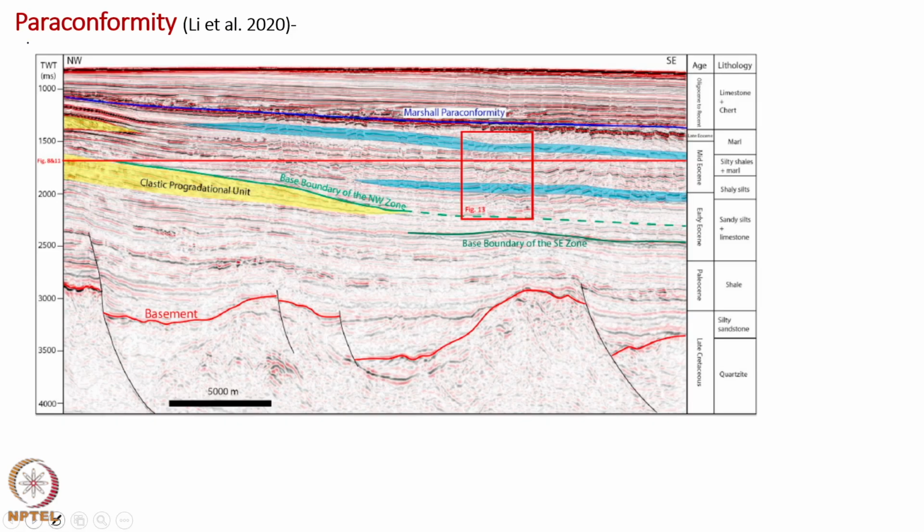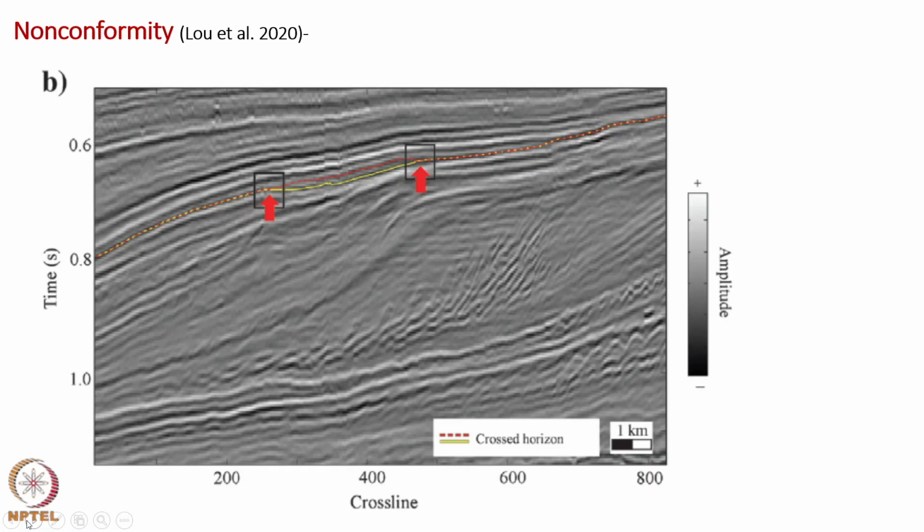Let us look at the paraconformity. Here the Marshall paraconformity is shown by this line. We note that below this line the layers are almost horizontal and so also over it. So, there is no truncation relationship.